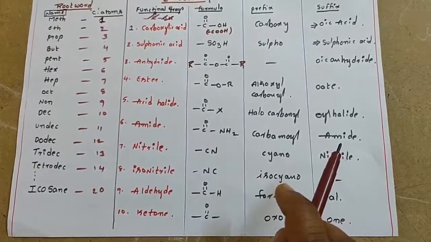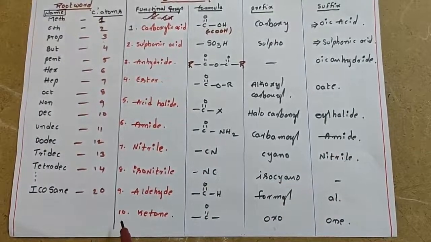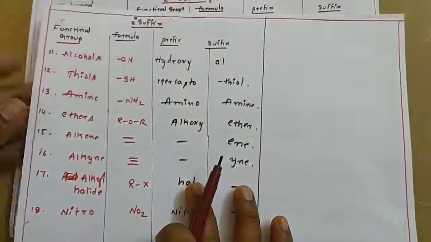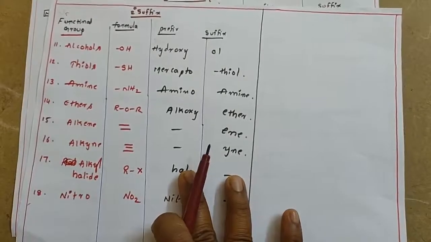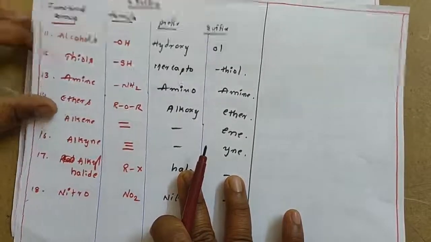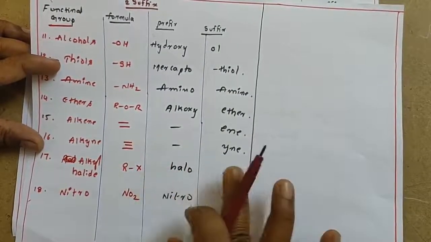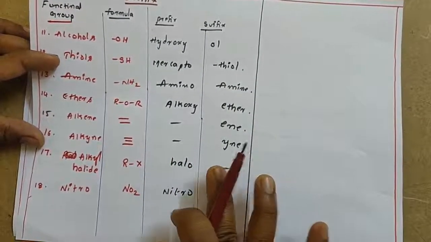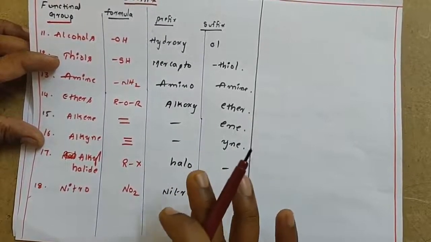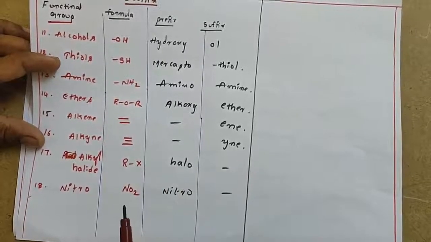In total there are 18 functional groups. Up to 10 functional groups are in the first list, and after that there are another 8 functional groups here. These are the list of the functional groups. You should remember the prefixes and the suffixes of these 18 functional groups, and then it will be possible to write nomenclature very easily.